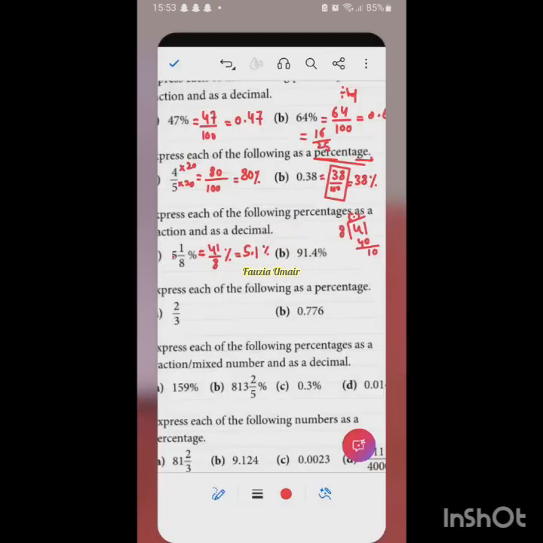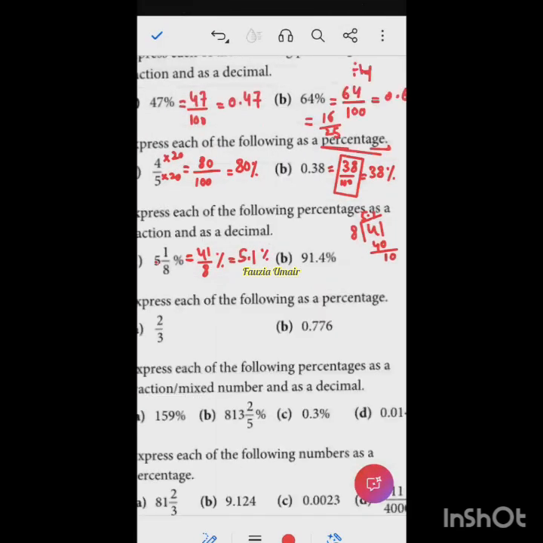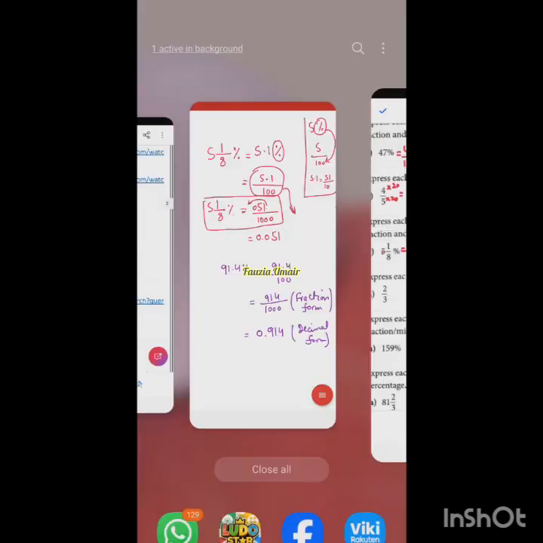So now moving on to the next one. Express each of the following as percentage. So the first is 2 by 3.